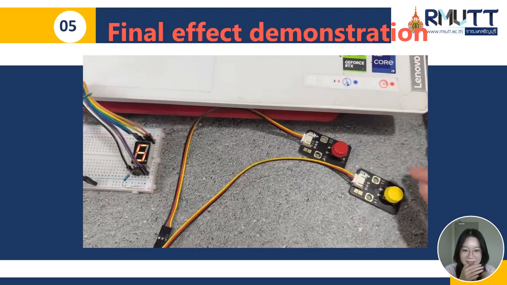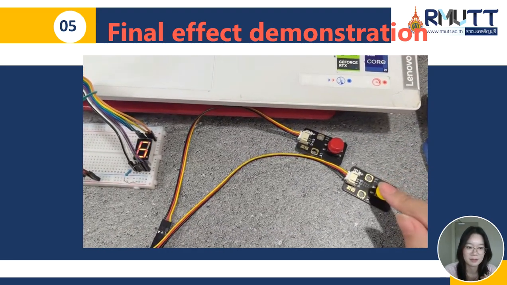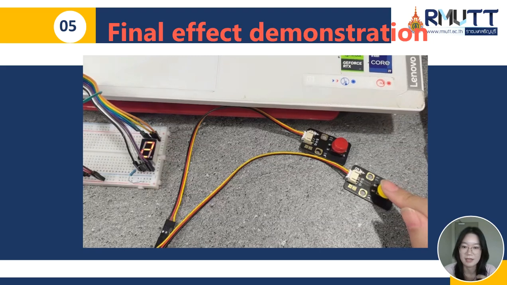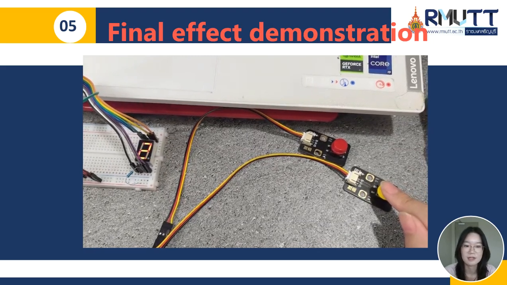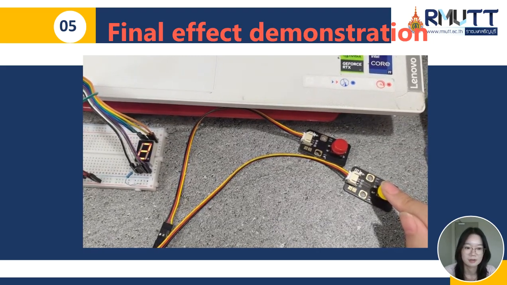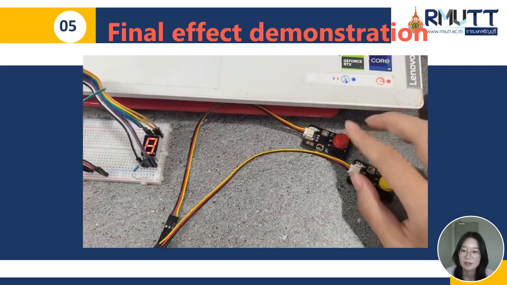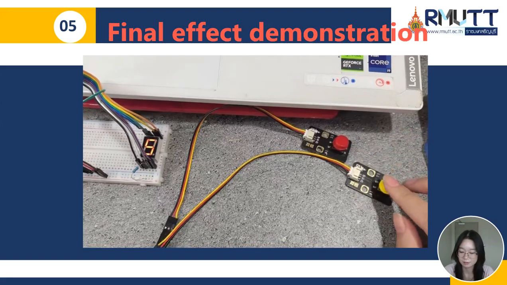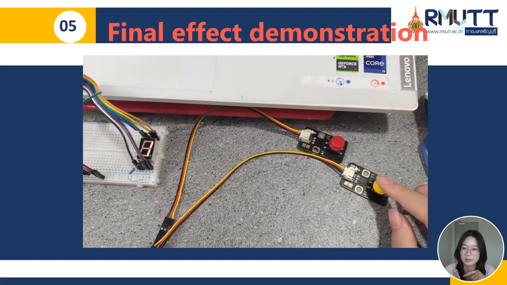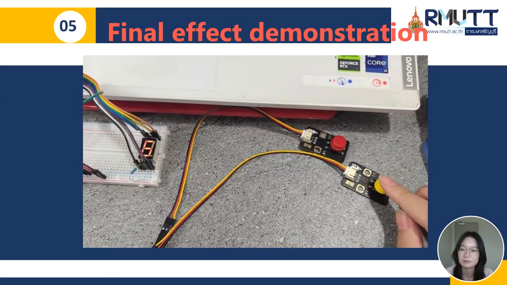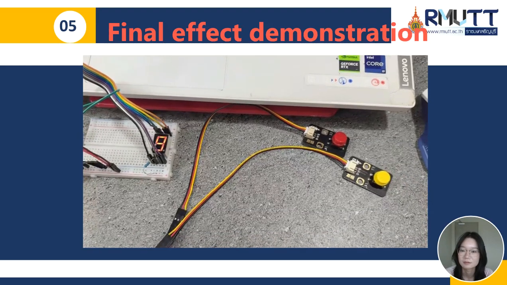And then pressing the red button will pause the display, and pressing the yellow button will reverse the display. Then it changes from 1 to 9 to 9 to 1. If pressing the yellow button again, it will display 1 to 9 again.